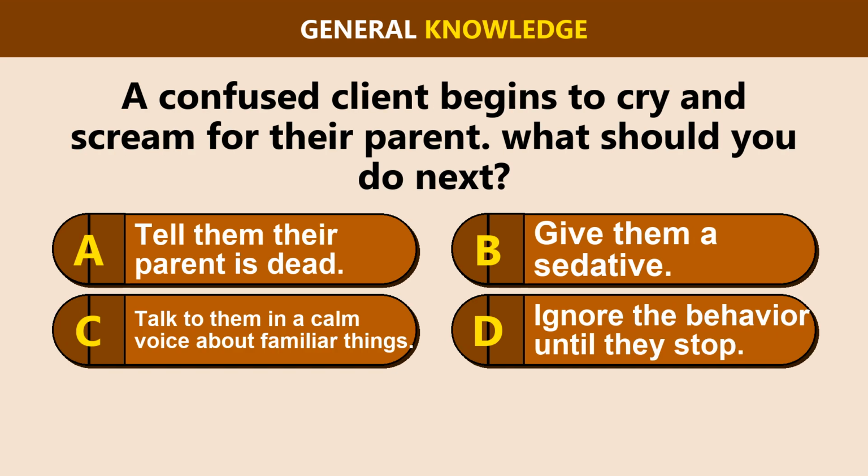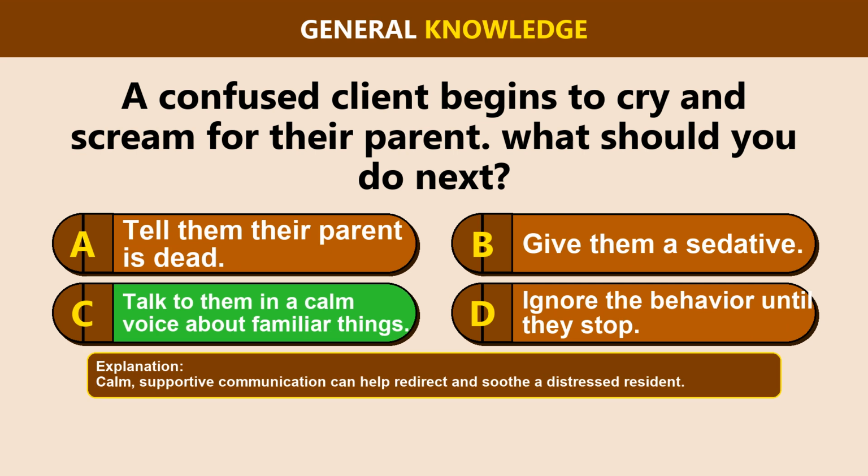Question 41. A confused client begins to cry and scream for their parent. What should you do next? Option A, tell them their parent is dead. Option B, give them a sedative. Option C, talk to them in a calm voice about familiar things. Option D, ignore the behavior until they stop. The correct answer is option C, talk to them in a calm voice about familiar things. Calm, supportive communication can help redirect and soothe the distressed resident.